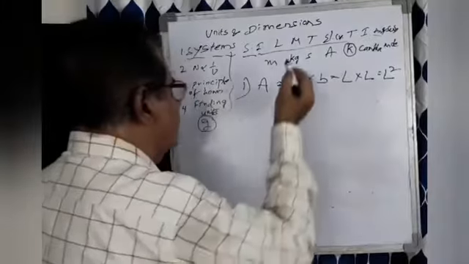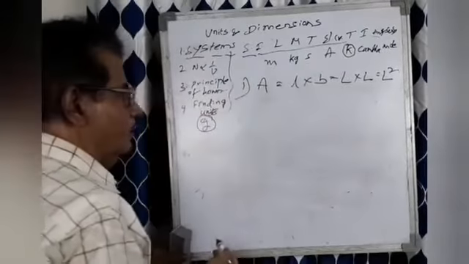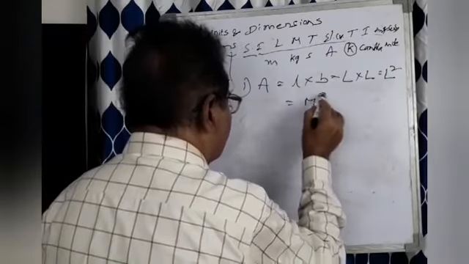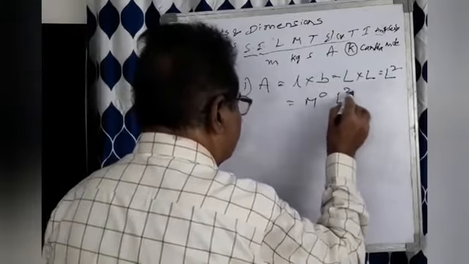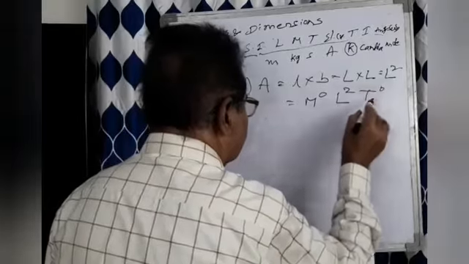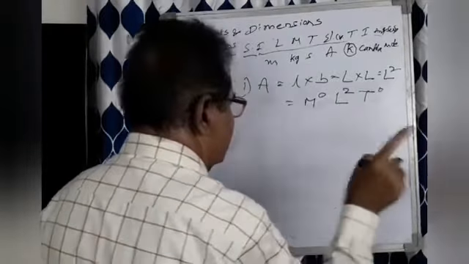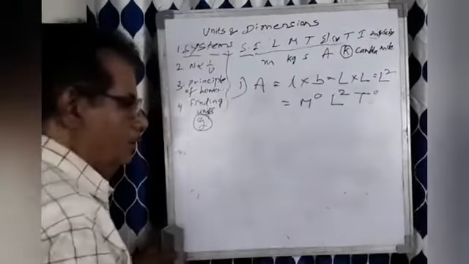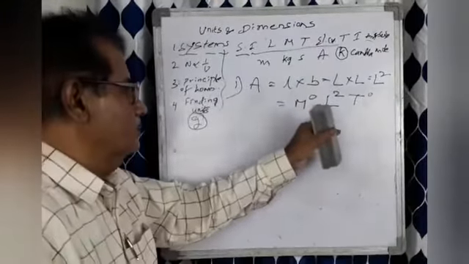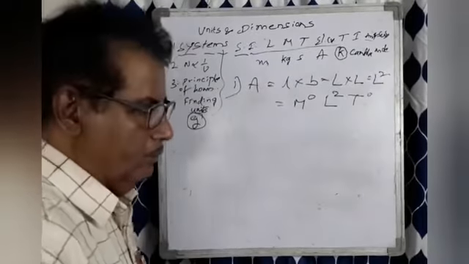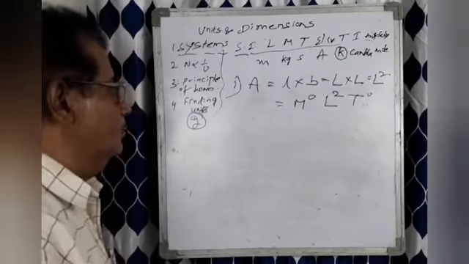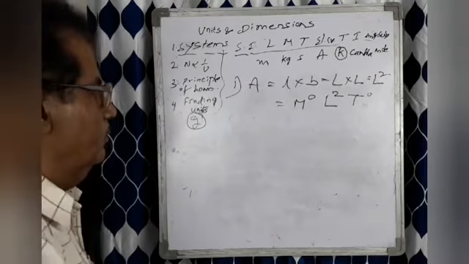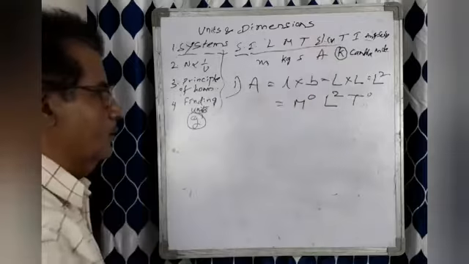What about mass and time? They are not there in area. So therefore this I can write M power 0, L power 2, T power 0, because there are no dimensions. Anything power 0 is 1. Remember, anything power 0 is 1. So 1 into L square into 1 is only L square. So you can write the dimensional formula of area as M power 0, L power 2, T power 0, or simply L square. It doesn't matter.